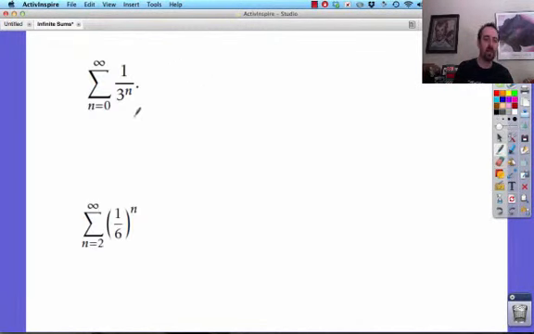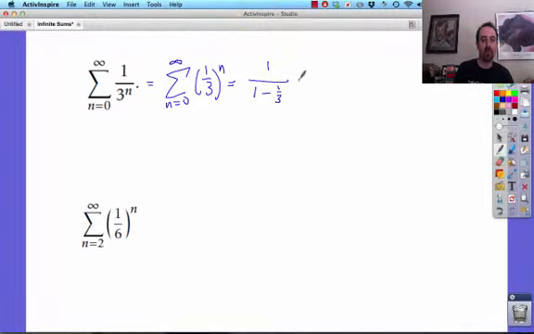Let's look at some problems here. We've already looked at problems like this. This should look fairly familiar. This is what we call a geometric series. We can look at it by rewriting it as the sum from n equals 0 to infinity of 1/3 to the n. Okay, so this we can sum up. We know that an infinite geometric series is going to be 1 over 1 minus 1/3. So we have 1 over 2/3. This is 3 halves. Okay, so just a little review.